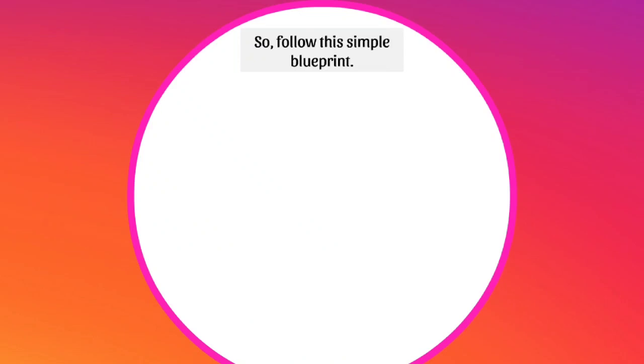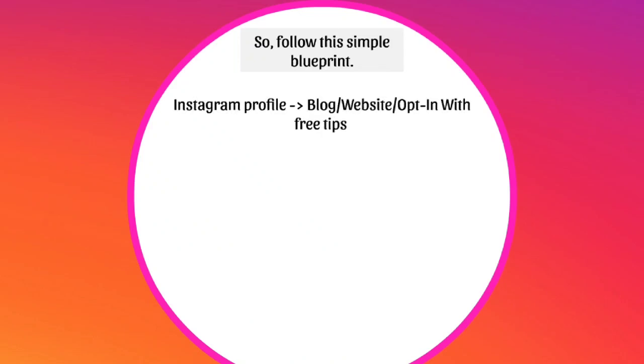So here's a basic blueprint you can follow. From the Instagram profile, I recommend that you direct them to either a blog, your website, or an opt-in with free tips. You're still trying to build their trust. It's still semi-cold traffic. If you send them to a blog with more content and more free information, that's going to gain their trust, and they're more likely to want more. Or if you're a brand, you can send them directly to your website and they can buy the products. But at the end of the day, you can use an opt-in with free tips or a squeeze page to build your list first.